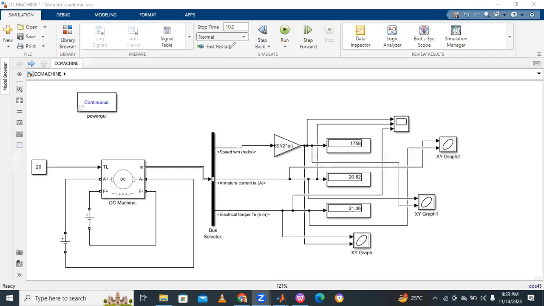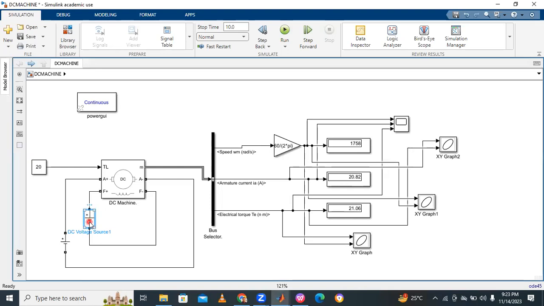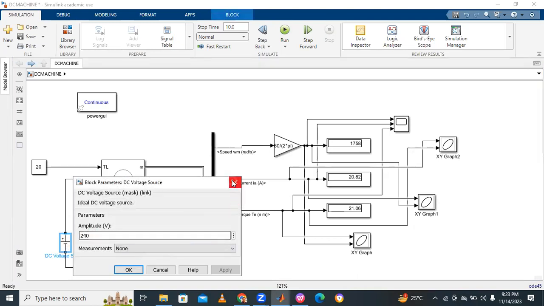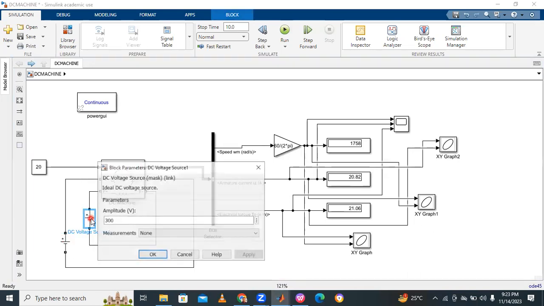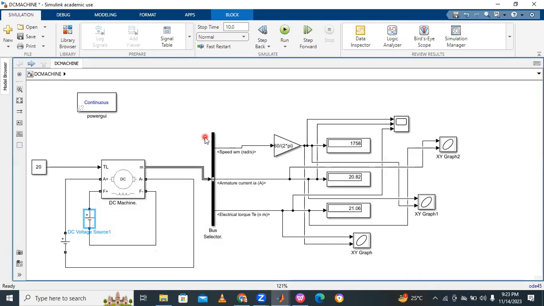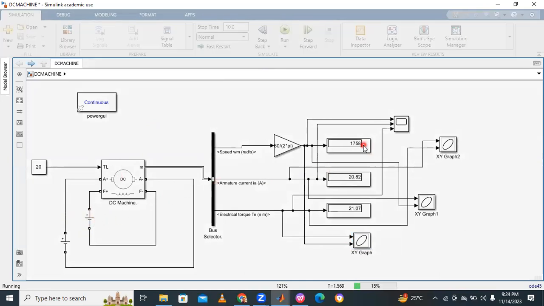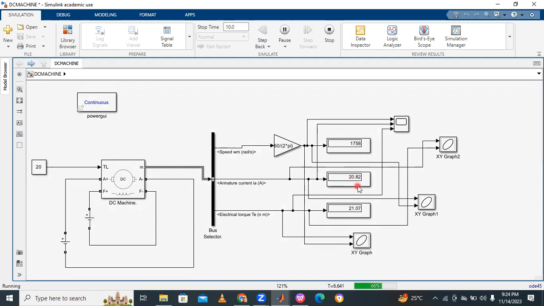In this circuit diagram, the field voltage is 300 volts and the armature voltage is 240. Change like this. The armature voltage, our DC supply voltage to the motor, is 240 volts, and the field voltage is 300. Here, by changing these voltages, the speed of the motor is 1758, the armature current is 20.82, and the electromagnetic torque is 21.06.